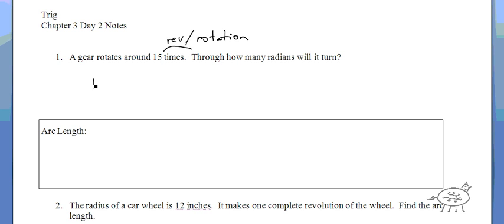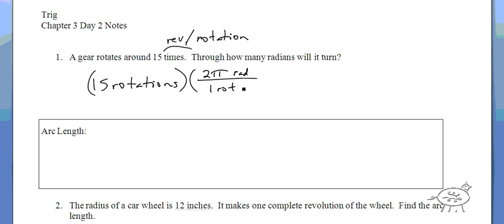Well, here it is. It's 15 rotations. And this is using our dimensional analysis. We're going to say through how many radians will it turn? Well, remember 2 pi radians is 1 rotation. So that's what it is. 2 pi radians per 1 rotation.